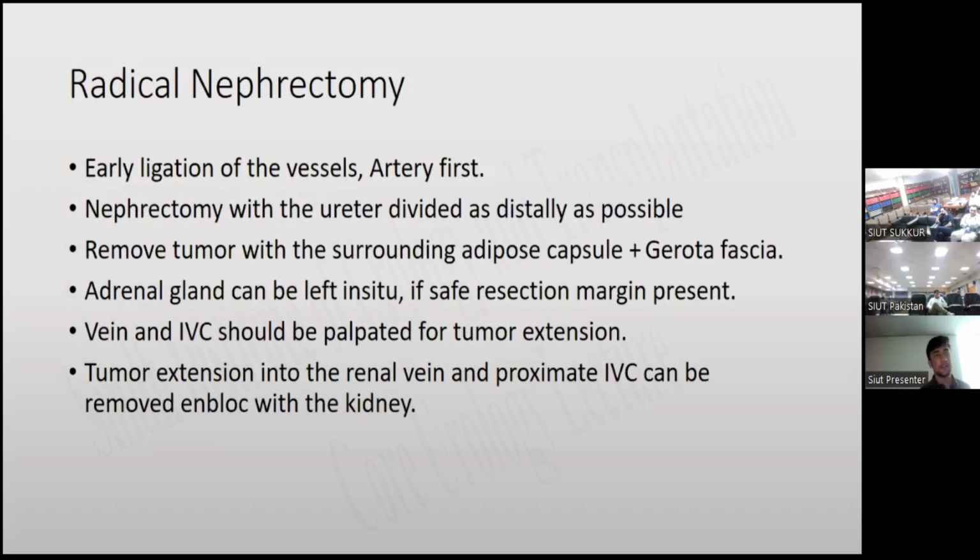Radical nephrectomy, the steps are early ligation of the vessels at the first step, and then nephrectomy with the ureter divided as distally as possible. Remove tumor with the surrounding adipose capsule, plus Gerota's fascia. The adrenal gland can be left in situ if safe resection margins are present, and the vein and IVC should be palpated for extension. Tumor extension into the renal vein and proximal IVC can be removed en bloc with the kidney.